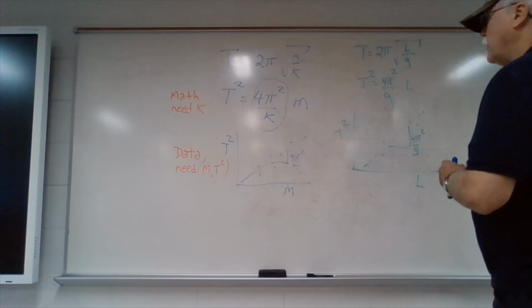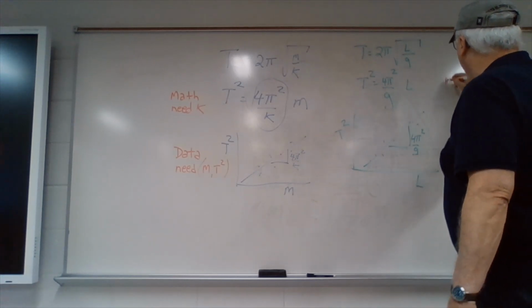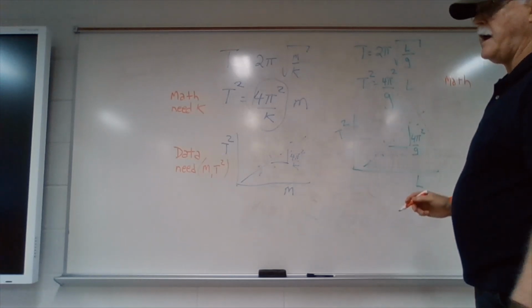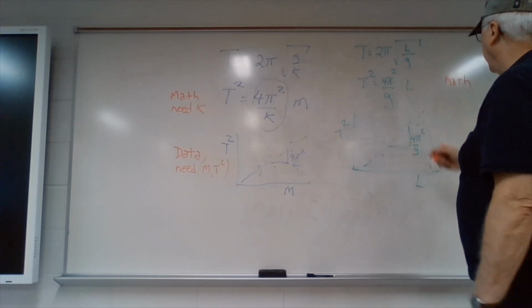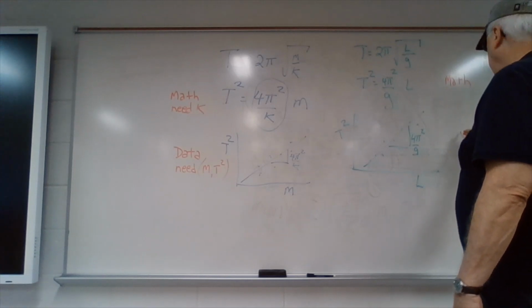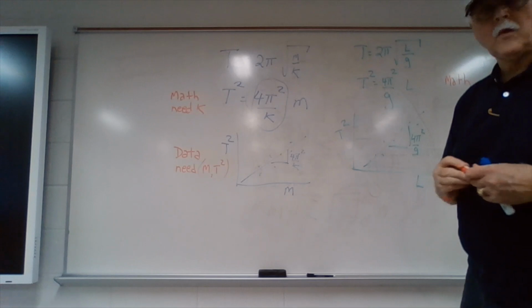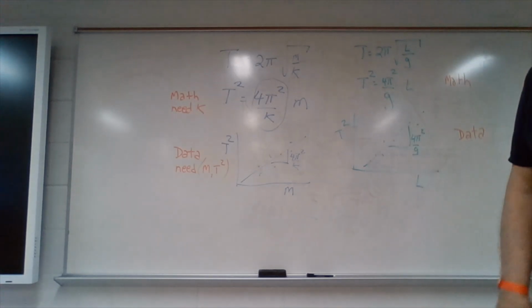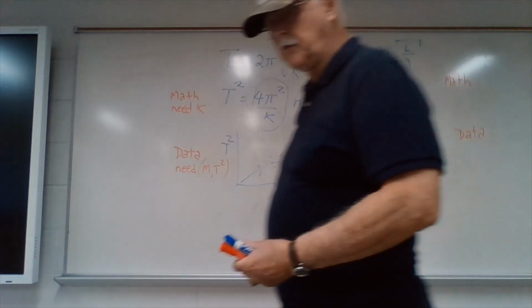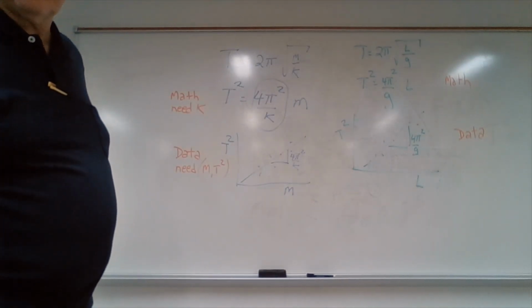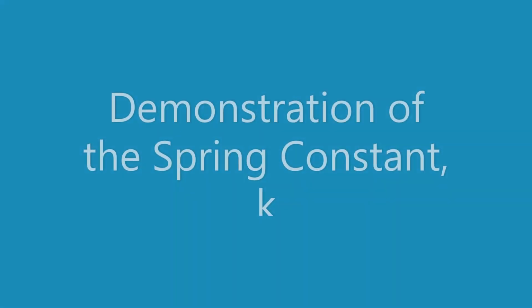So this is the math. You don't need g, but if you have to calculate g, you can get it off that slope. And this is the data. And that's the start of the first part of this experiment, how to understand the math. Any questions on that? And I'll stop right here.